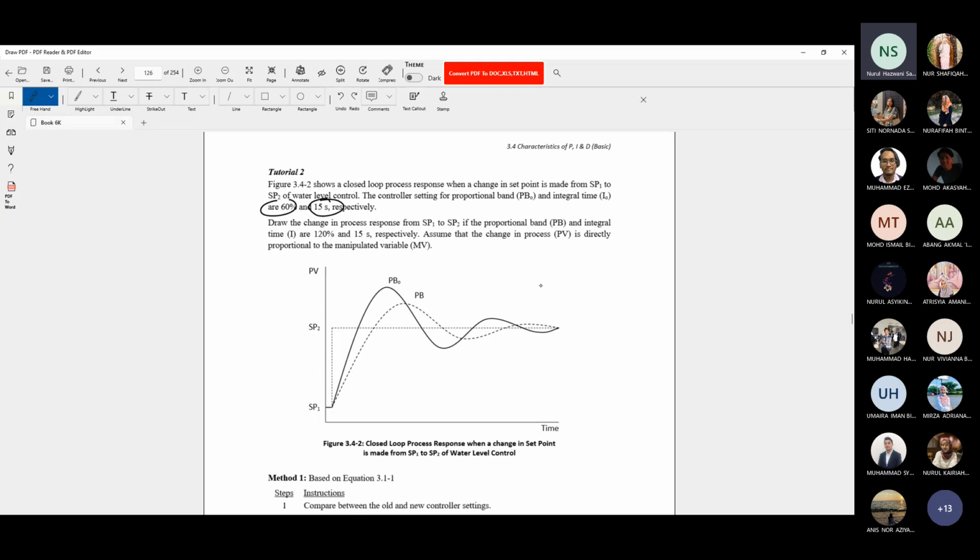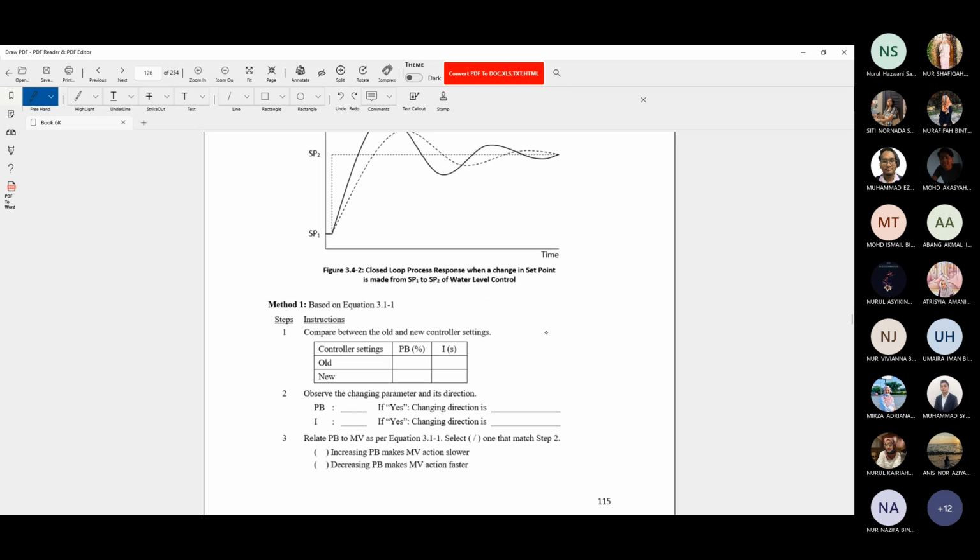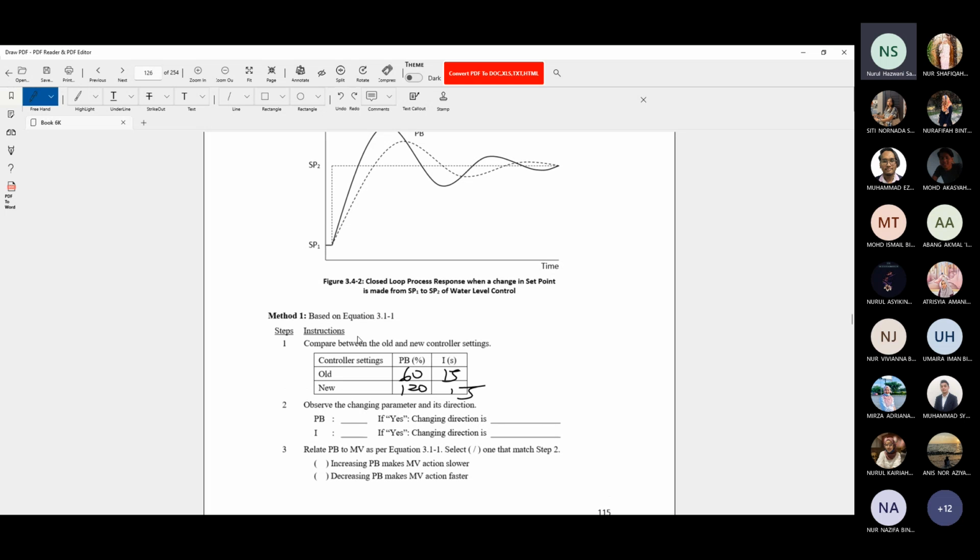So you need to draw a change in process response when you change the value of set point 1 to set point 2. Okay, the new PB is 120 and 15 seconds, the integral time is remain the same lah. So the old one is 60 and 15. New is 120 and 15. Betul tak?